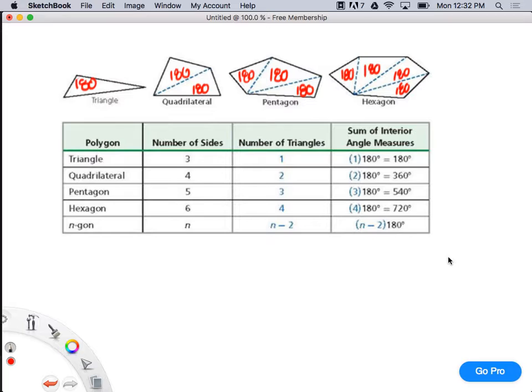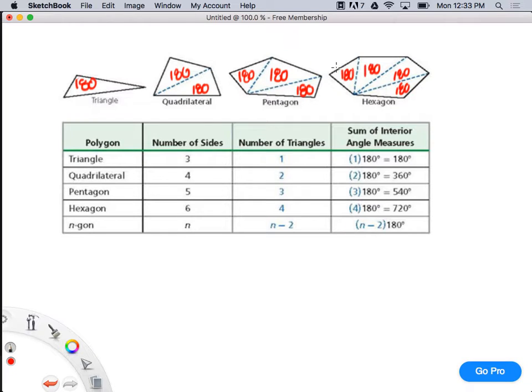Yes, ma'am? Wait, what's a convex irregular? Convex irregular is just one that doesn't cave in, but maybe one of the sides is a different length or the angles are different.